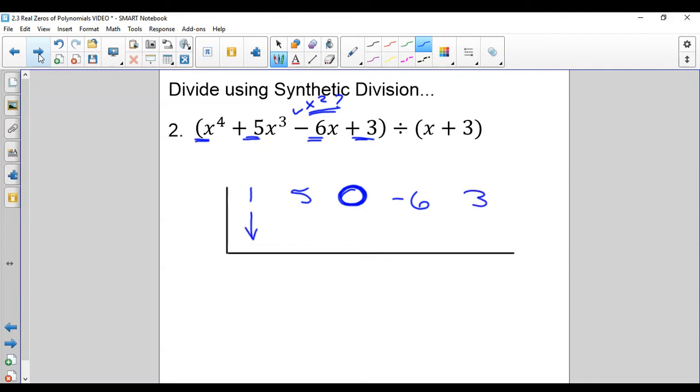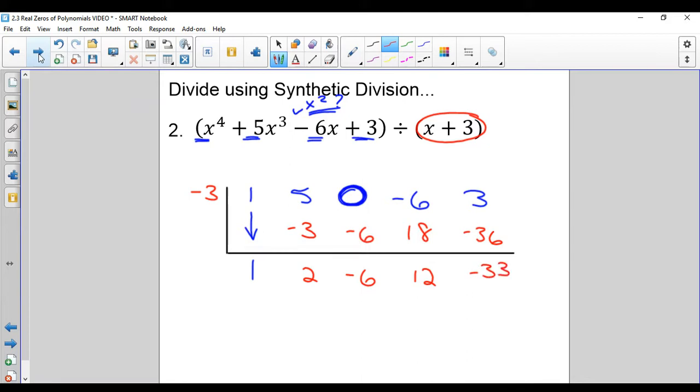Outside, I'm going to drop the 1 down while I'm at it. Outside the box, I put the 0 of what I'm dividing by. The 0, or the solution, is negative 3. Multiply outside the box, we get negative 3. Add straight down, we get 2. Multiply, add. Multiply, add. Multiply, add. Now this time we don't end up with a 0 at the end.